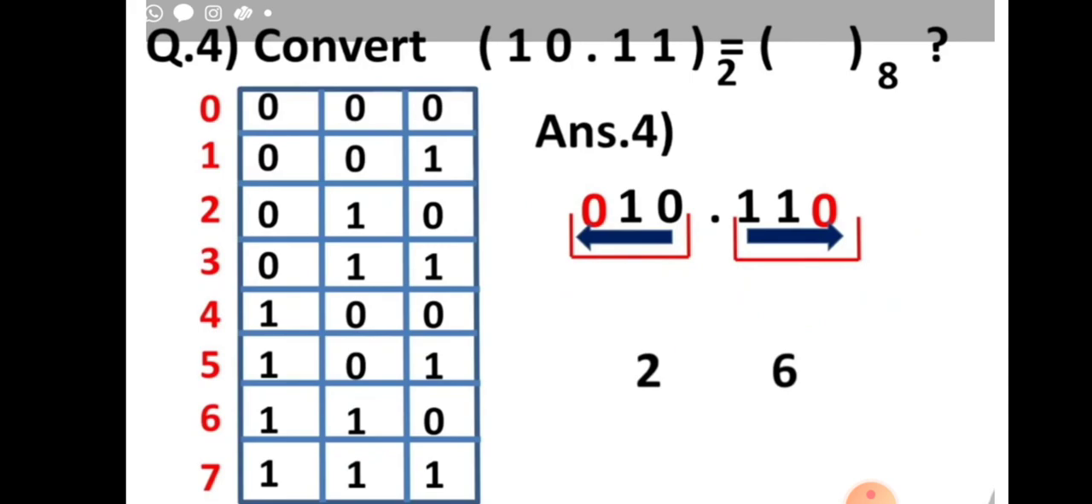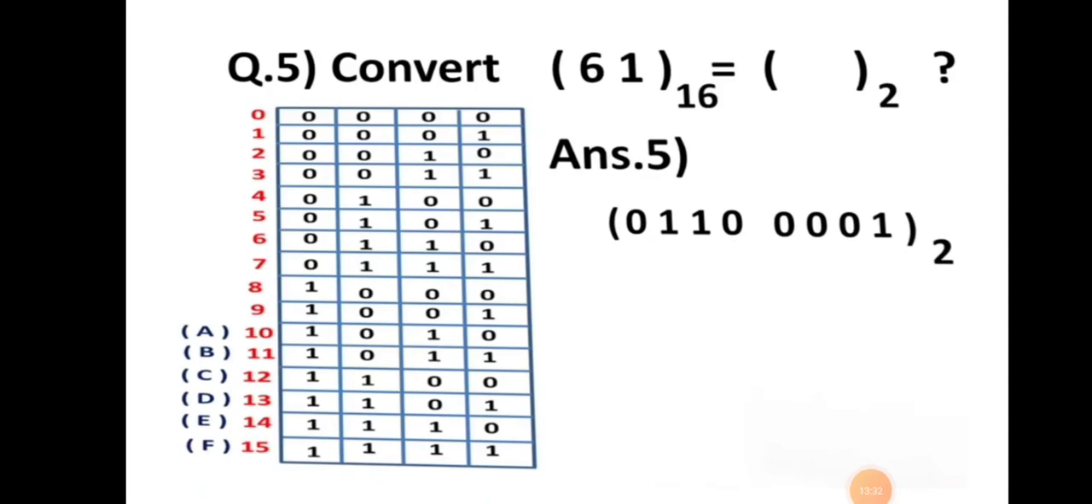Up till now we have seen two conversions: octal to binary for a number without a decimal point, and octal to binary for a number with a decimal point. Then we have seen binary to octal without a decimal and binary to octal with a decimal. So we have seen 2 conversion techniques and 4 examples. Moving ahead, this is question number 5.